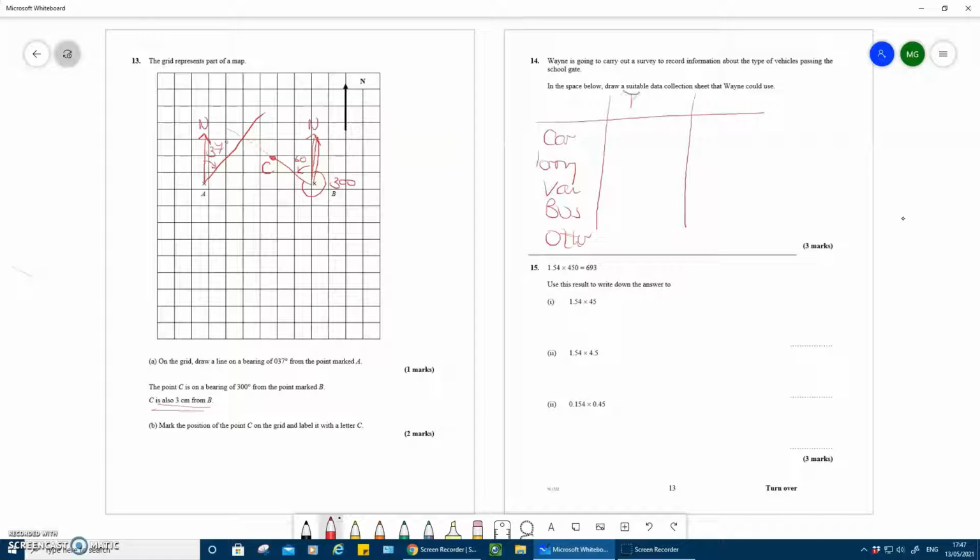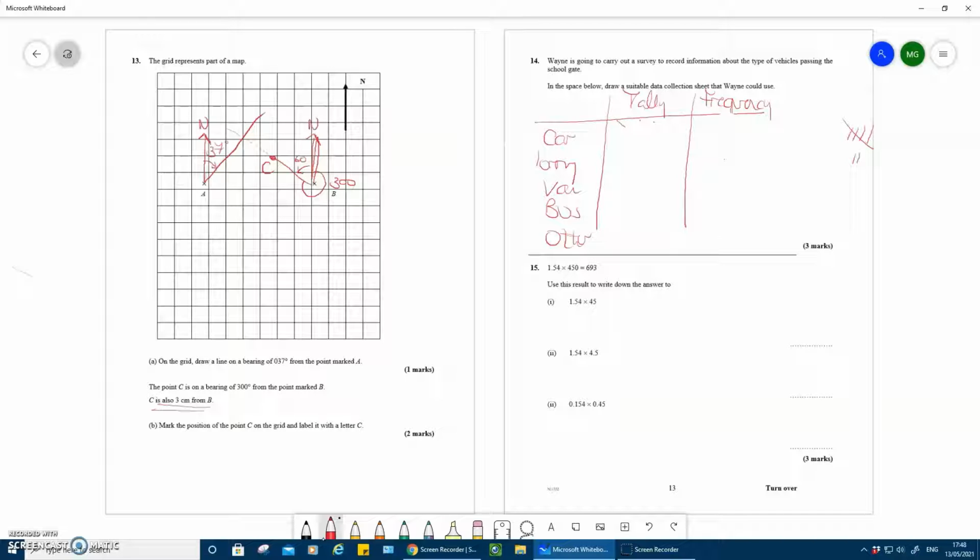Normally you'd have tally. And tally would be where you go 2, 3, 4, 5 as you're collecting them. And here will be frequency, which would just be how many tallies you've got. If it was filled in, it would be something like this. And then you just put the numbers here, 6, 2, 4. But they want a blank one, okay? So they don't want you to put the numbers in, they just want that. It's not the only option, but something along those lines, okay? Question 15, we're told that 1.5 times 450 is 693.